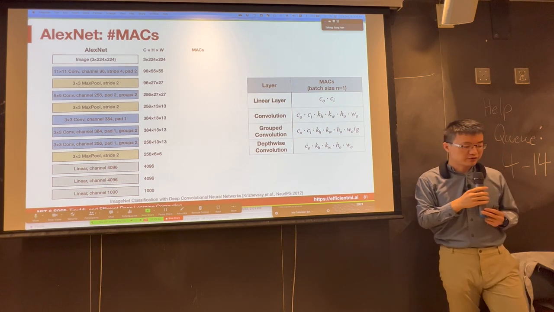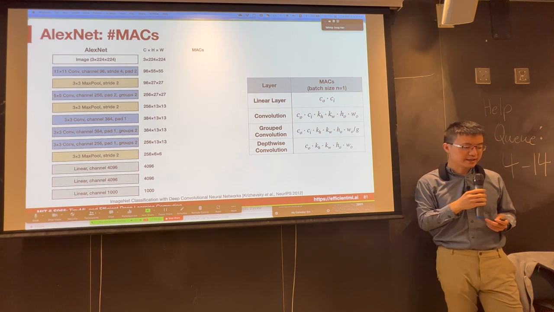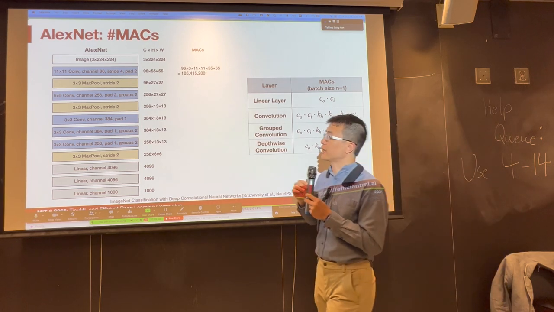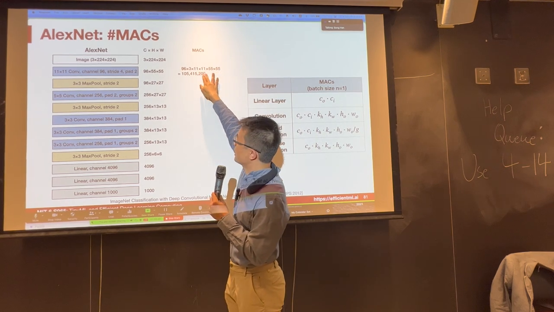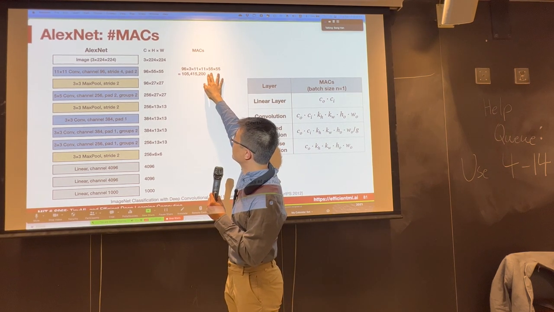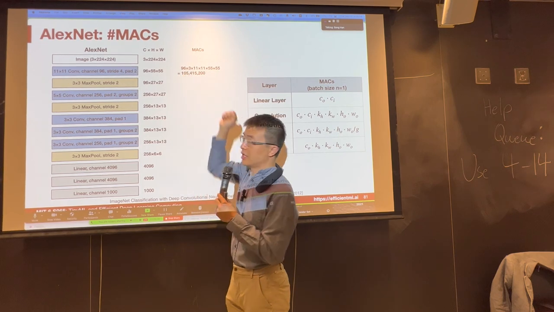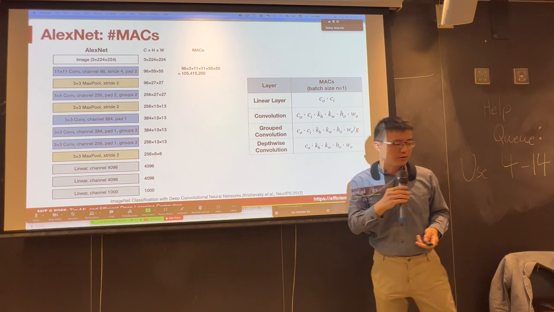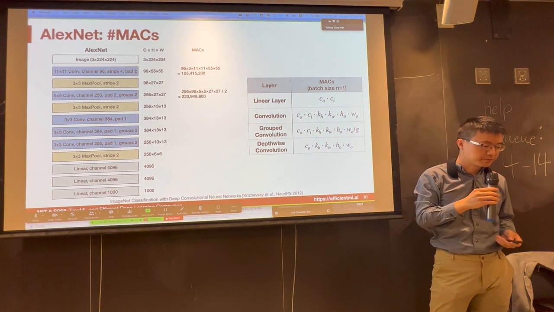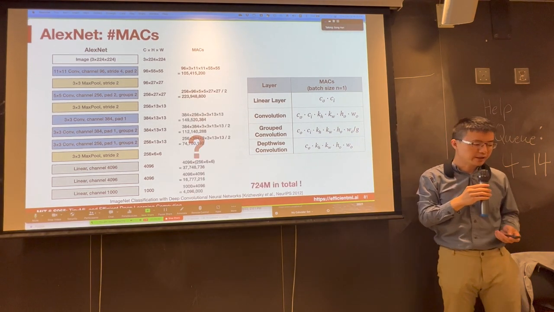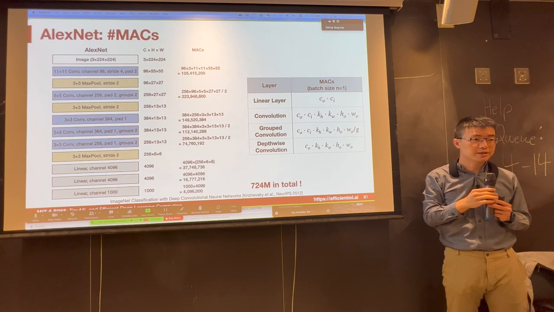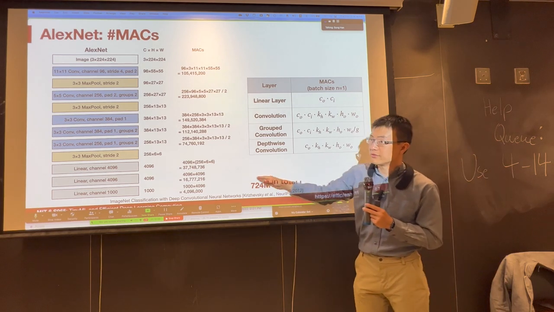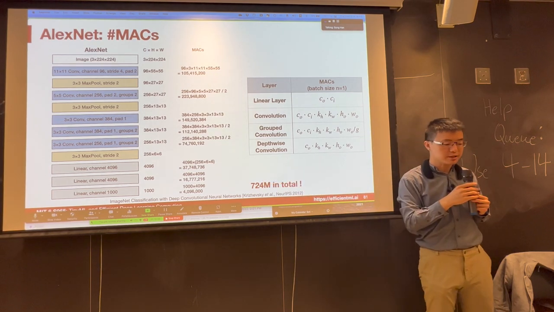Okay, so let's see the number of MACs for AlexNet. We are multiplying these 6 terms together. The output dimension is basically 55 by 55 by 96. To calculate each output, we need 3 by 11 by 11. So we are multiplying these 6 terms together. And for the second layer and the remaining layers, we can calculate in a similar way, basically multiplying these 6 terms together. So altogether, we have 724 million operations in total.